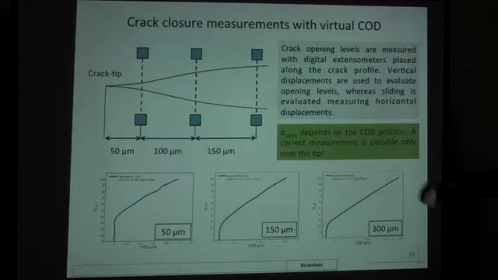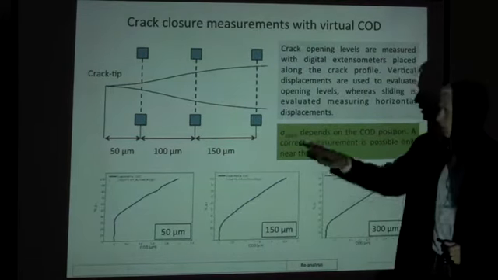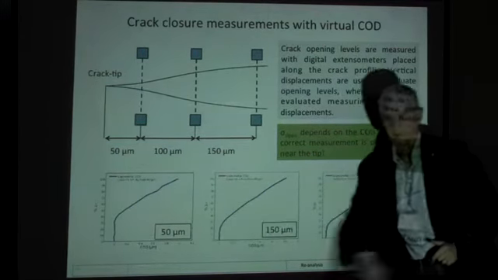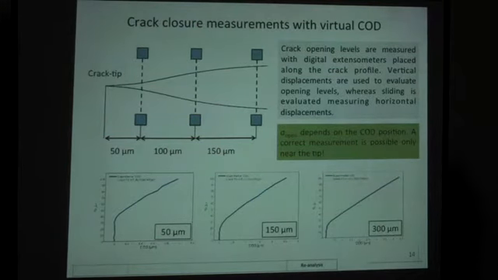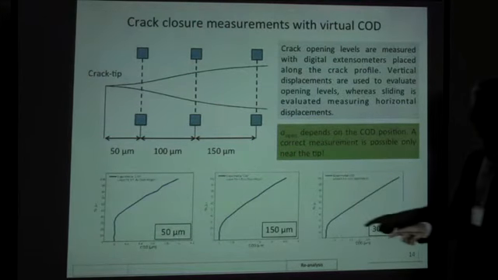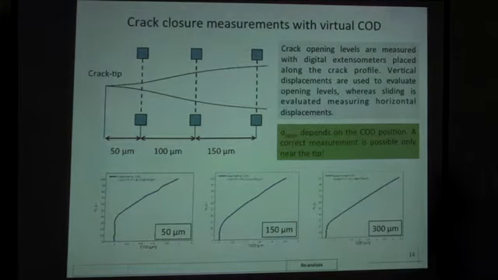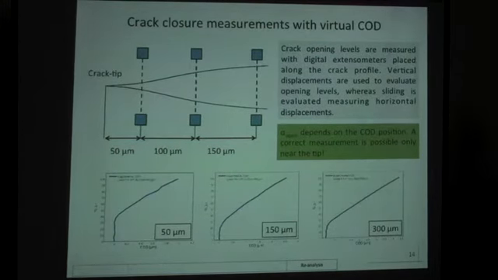From 300 microns from the crack tip you can estimate an opening level which is approximately 20% of the maximum load. If you go up near the crack tip at a distance of 150 micron, you end up with an opening load which is approximately 30%. And then if you go 50 micron ahead of the crack tip, your opening load goes up to 40%.